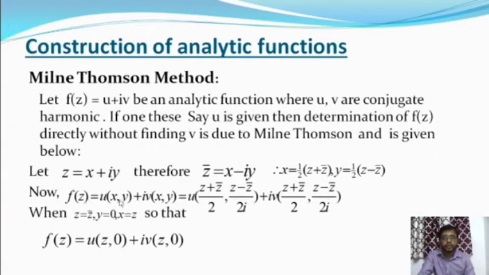So f of z is equal to u of (z plus z bar)/2 comma (z minus z bar)/2i, plus i into v of (z plus z bar)/2 comma (z minus z bar)/2i. So now we put z is equal to z bar, that means y is equal to 0 and x is equal to z, so that f of z is equal to u of z comma 0 plus i into v of z comma 0.